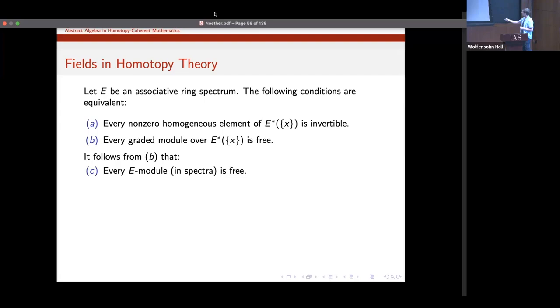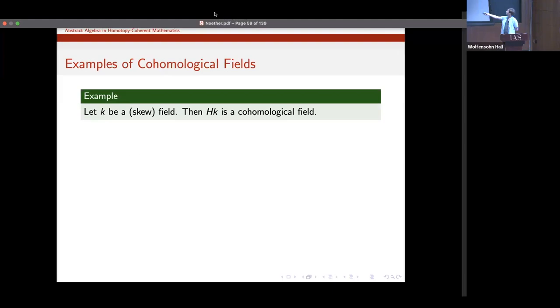So these are special examples of associative ring spectra. I'm going to call these cohomological fields. They're the analogs of fields in this world of stable homotopy theory. So what are some examples? Well, the easiest example is take an ordinary field and then look at the associated cohomology theory, and that's one of these cohomological fields.